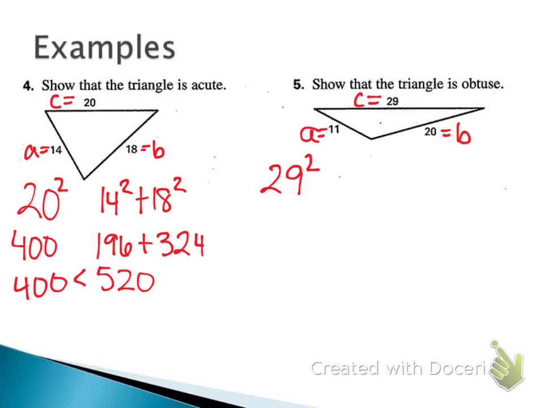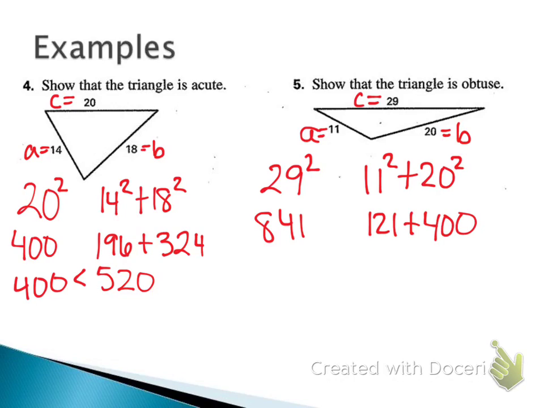29 squared, we're comparing that to 11 squared plus 20 squared. What is 29 squared? 841. 11 squared is 121. 20 squared is 400. If I add 121 and 400, I should get 521. How does 841 compare to 521? It's greater than. If C squared is greater, that means it's obtuse.